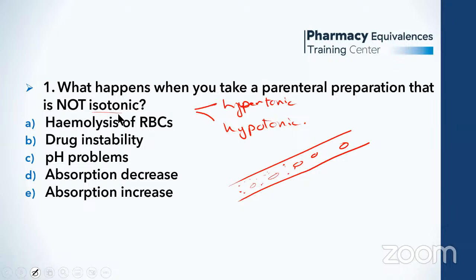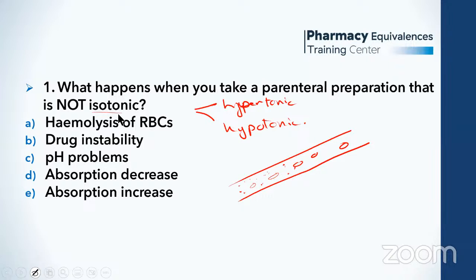Okay, I'm sorry for the voice. The voice now is good for all of you, right? So let's start again. What happens when you take parental preparation that is now isotonic? Yes. Let's start again. Sorry. So let me erase this.